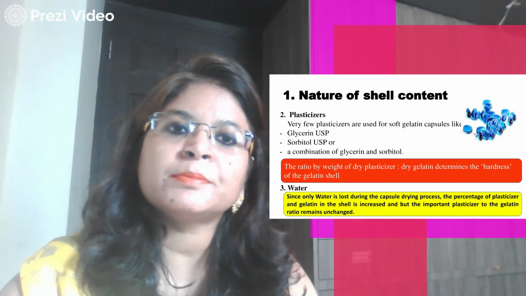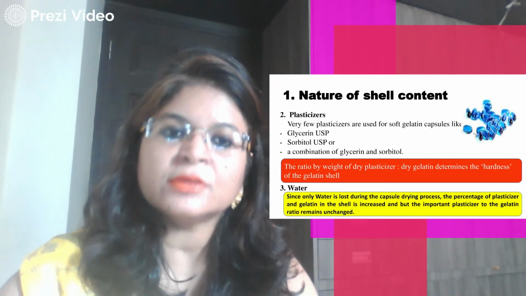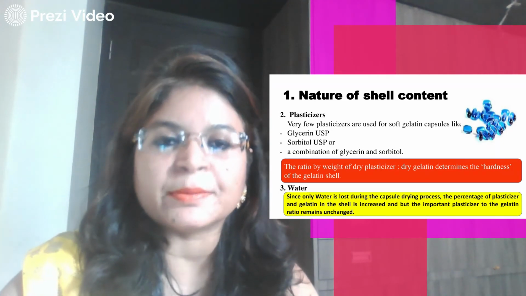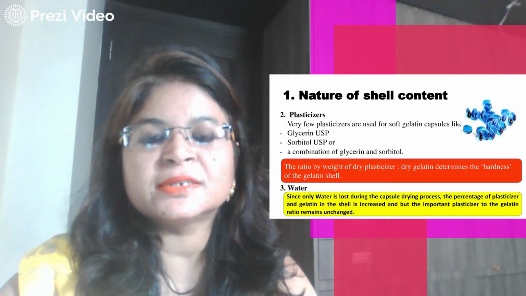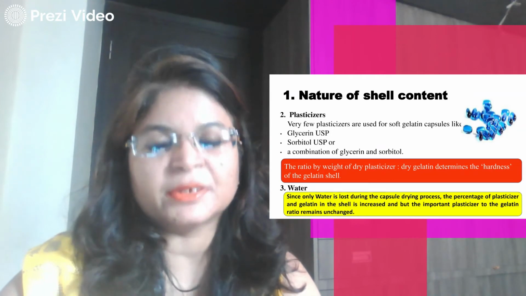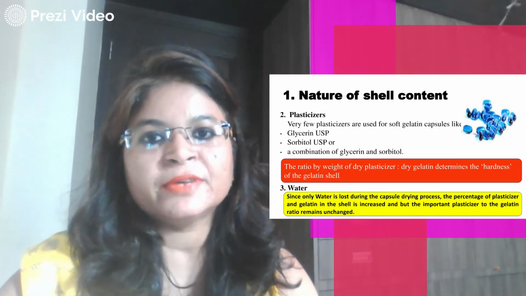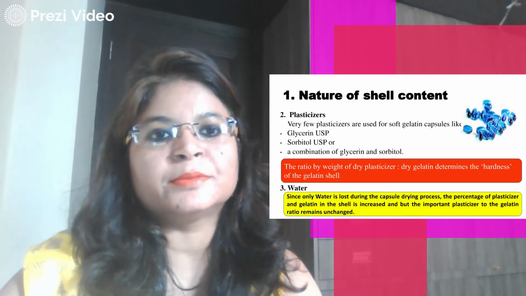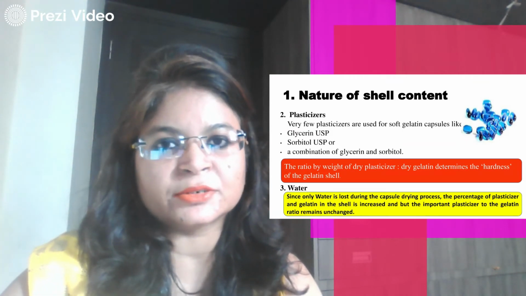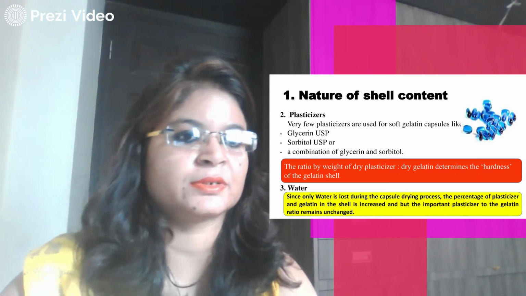Apart from the plasticizers, the other substance being utilized is water. Now since only water is lost during the capsule's drying process, the percentage of plasticizer and gelatin in the shell is increased. But the important point is that the ratio remains the same. So even if the water vaporizes, the ratio of plasticizer to gelatin remains the same. So it does not alter the hardness of the capsules.